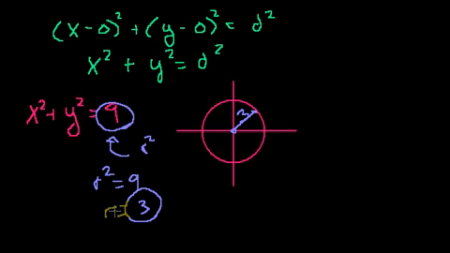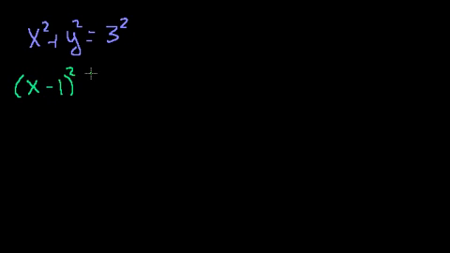So that's a circle, and that's pretty straightforward, but in a lot of algebra classes, they complicate the issue a little bit by shifting the circle. So let's just shift this circle. Let me just rewrite it. So the unshifted circle was x squared plus y squared is equal to 3 squared, right? That's the same thing as 9. And let's say that the new circle, the shifted circle, is x minus 1 squared plus y plus 2 squared is equal to 3 squared.